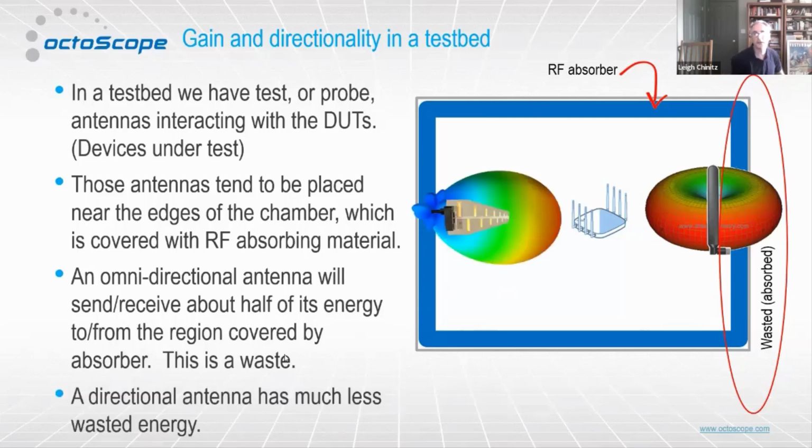So there's actually a role for directional antennas even in wireless test beds. Because if you use an antenna like the one I showed before, where we were talking about the return loss, and it has a shape something like this, you can see most of the energy is now heading in the direction of our device under test, and very little of it is being directed back towards the RF absorber.